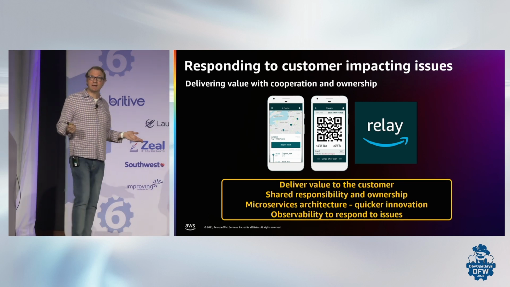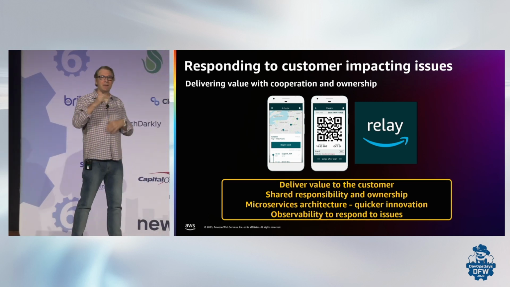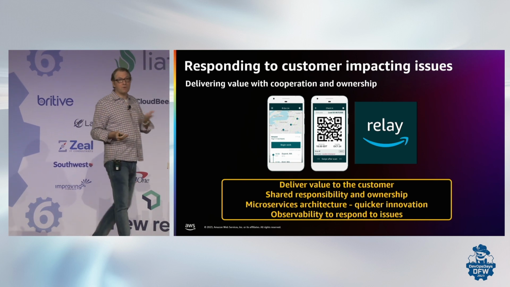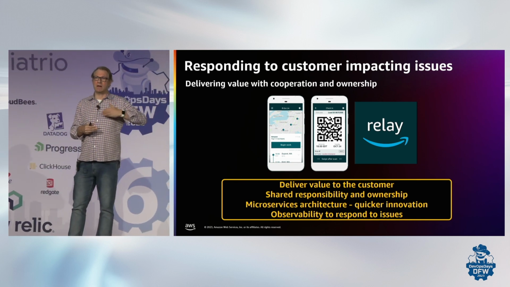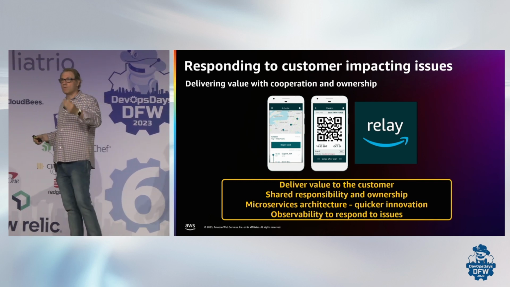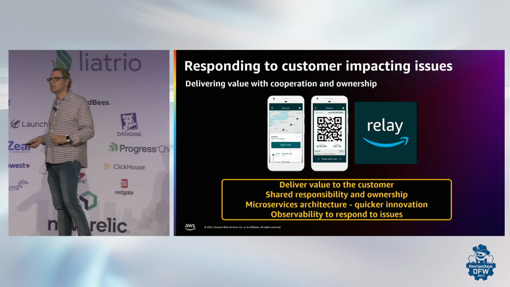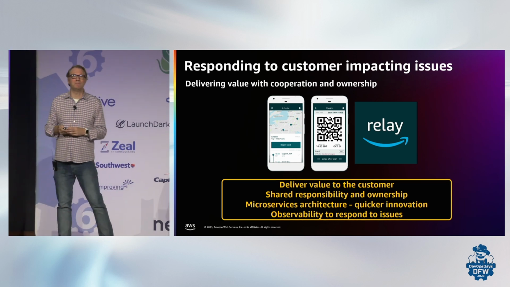And microservices architecture are always a good thing, right? Breaking things up into modules in the gateway. And observability. Observability is a big thing. You need to be able to observe that there's a customer impacting issue. You need to be able to observe what's happening during the failover. So observability is certainly a big takeaway here also.